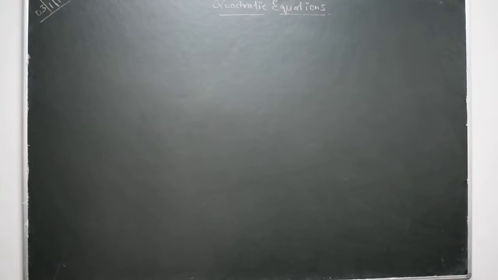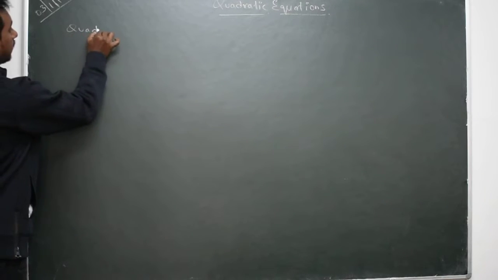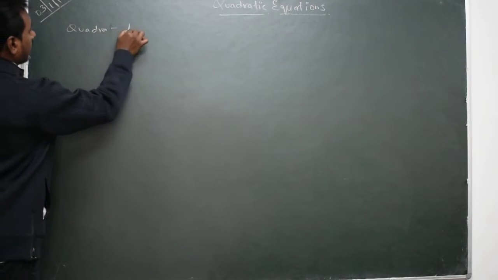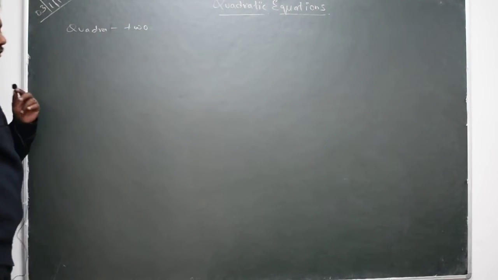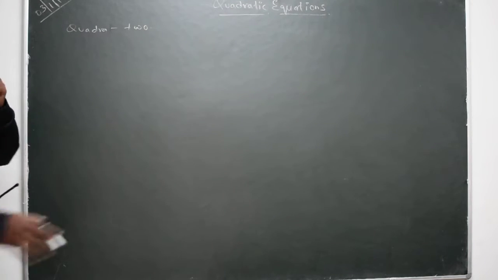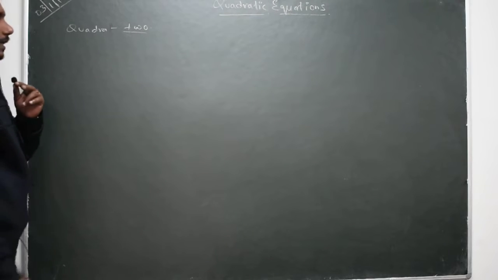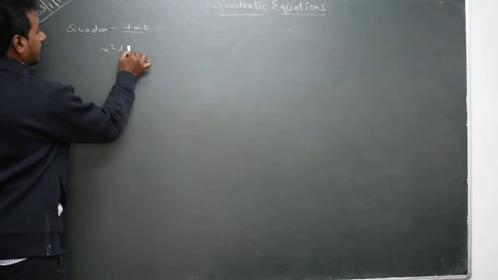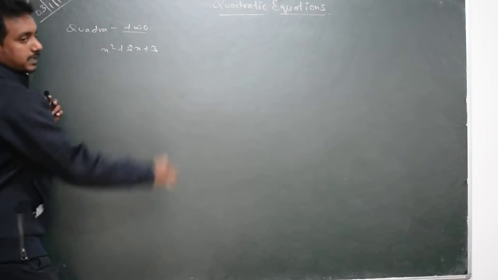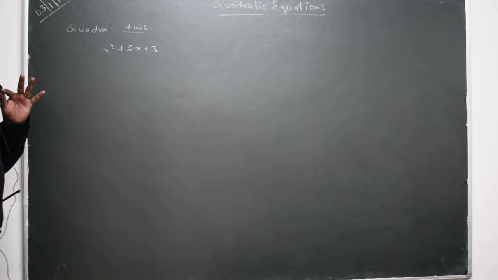Okay. We are looking at quadratic equations here. Basically, quadra means 2. Any equation with power 2 is said to be a quadratic equation. Say, for example, x square plus 2x plus 3. Equations of this form are said to be quadratic equations.